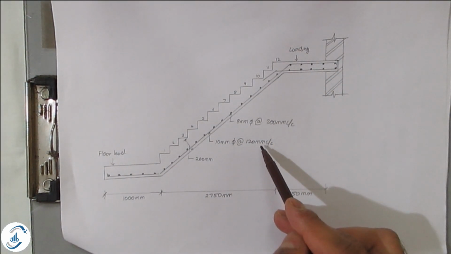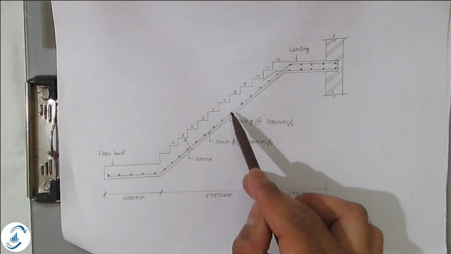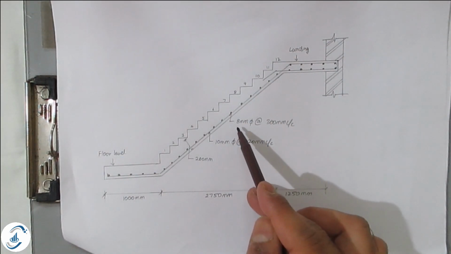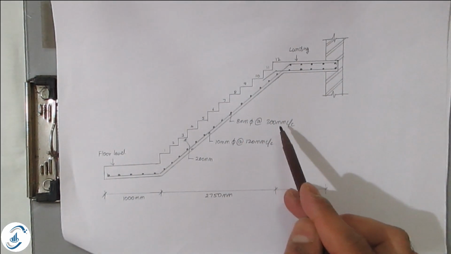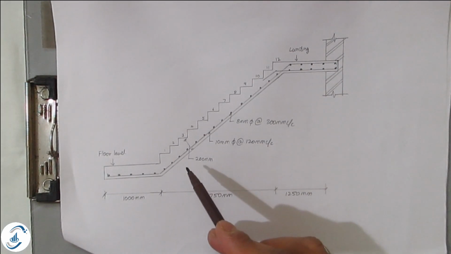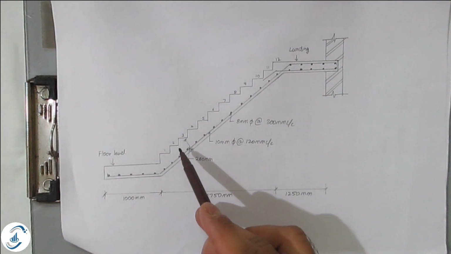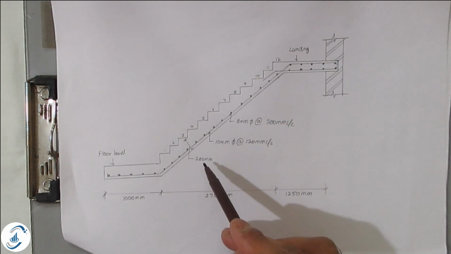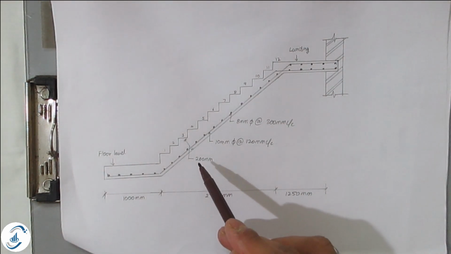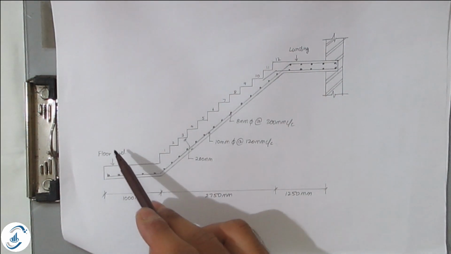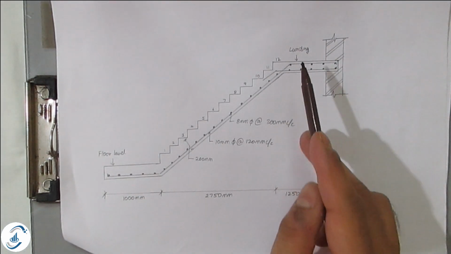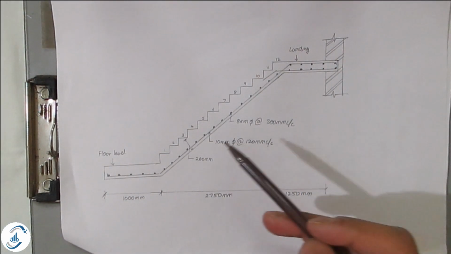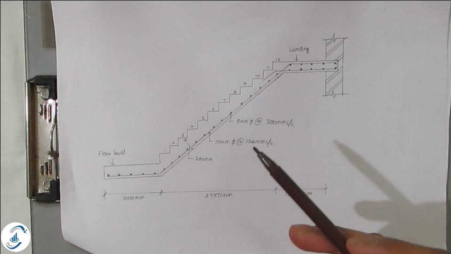at 120 mm center to center, which I have shown here, and the dotted portion is the distribution steel, 8 mm bars at 200 mm center to center. This 200 mm which I have shown is from this space till the outer edge of that particular waist slab. This is your 200 thickness of waist slab. This is the floor level, and this is your landing. So this is how you have to show the detailing of a dogleg staircase.